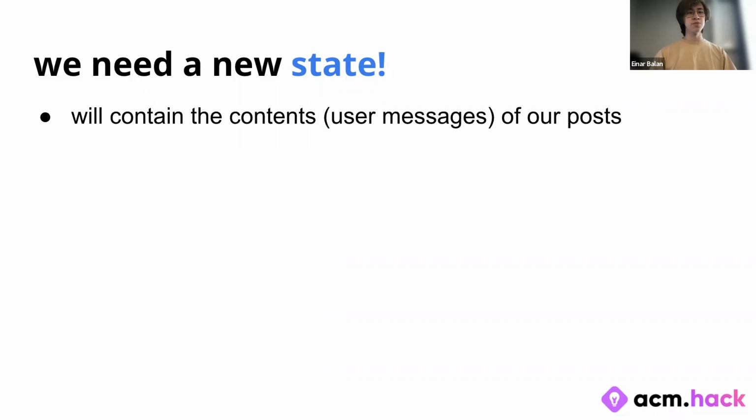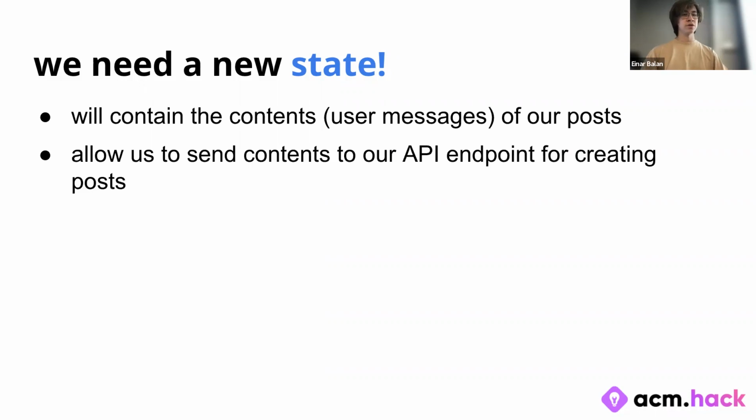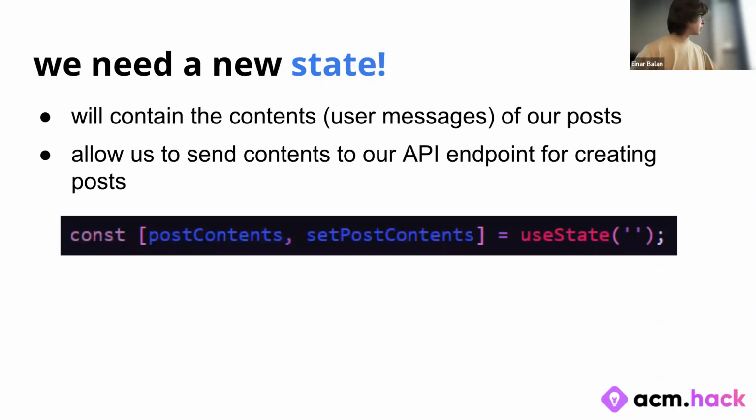Just like when we were making the feed and we need to update our posts, just having a normal JavaScript variable isn't enough. We need a new state for the actual message contents, because the user is going to be typing in something, and we need to save that something so we can later send it to our database. So again, this will contain the contents, the user's messages, and it will allow us to send these contents to our API endpoint.